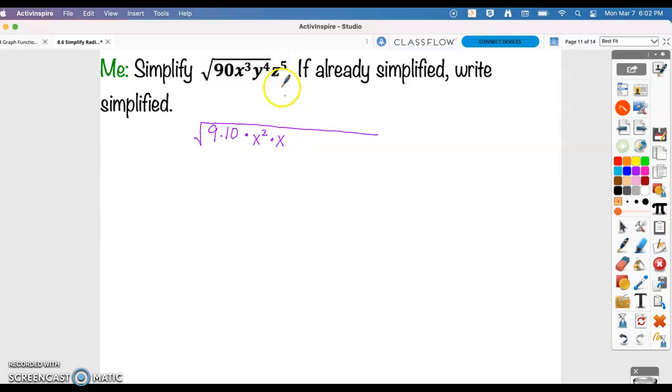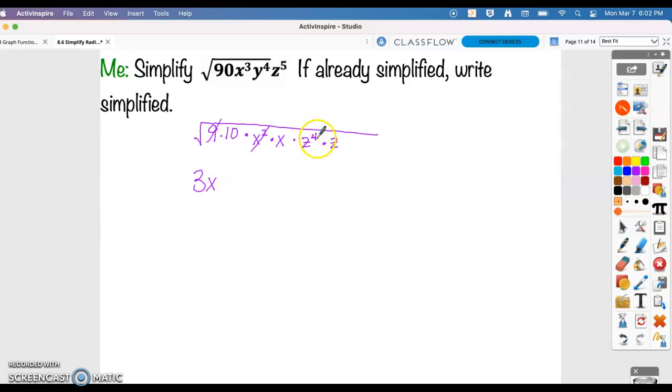Now z, it's to the 5th power. So again, thinking about roots, I can have z to the 4th, and then that leaves me with 1z left. Okay, I'm going to take out the perfect roots. So square root of 9 is 3. It's gone. Square root of x squared is just 1x.